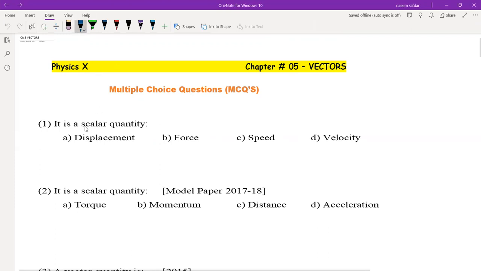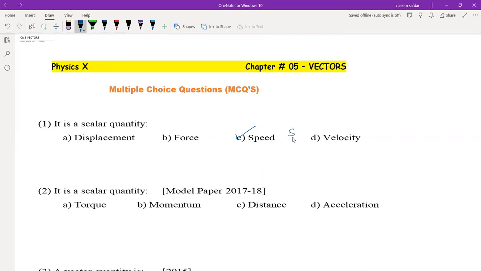We know all those physical quantities which do not require direction are called scalars, which have no direction. Displacement is a vector quantity. It has direction. Force is a vector quantity. Velocity is a vector quantity. So we have to choose scalar quantity. Speed is a scalar quantity.